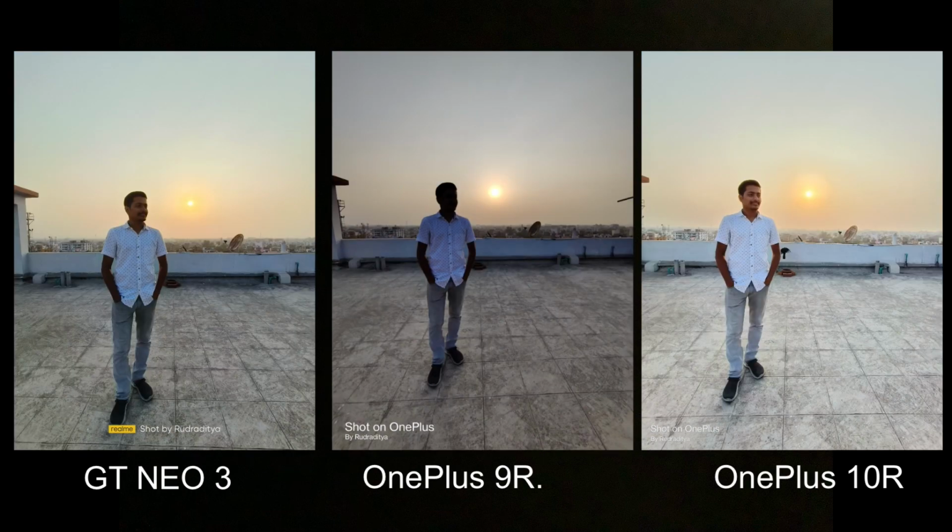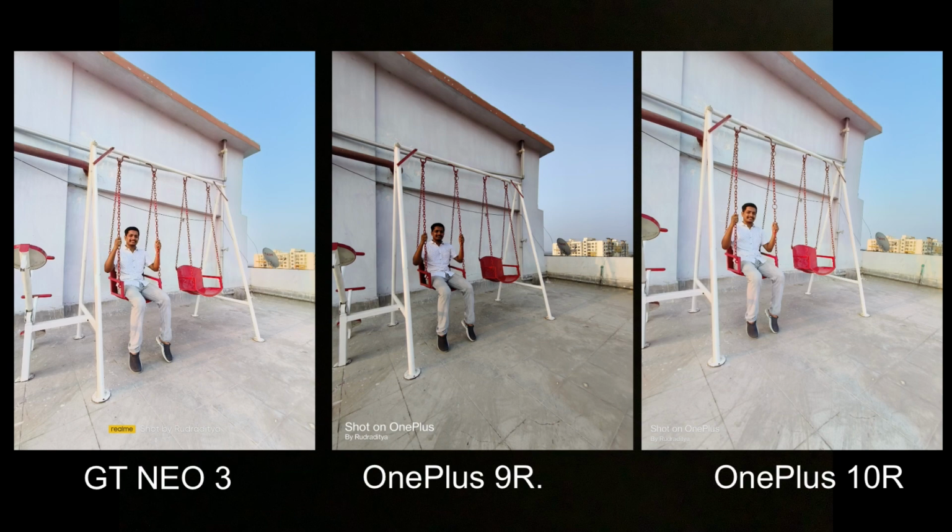You can see how well it exposed me, and it also managed to keep the dynamic range by exposing the sun properly in the background. Same goes for this image as well. You can see how dark I am in the image of OnePlus 9R, whereas OnePlus 10R and GT Neo 3 have done a good job in this image.